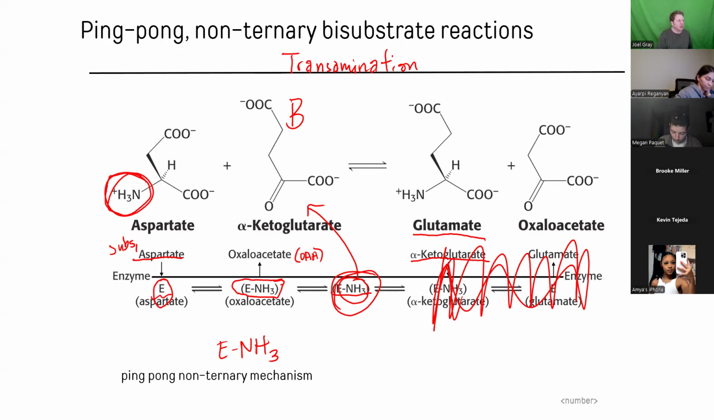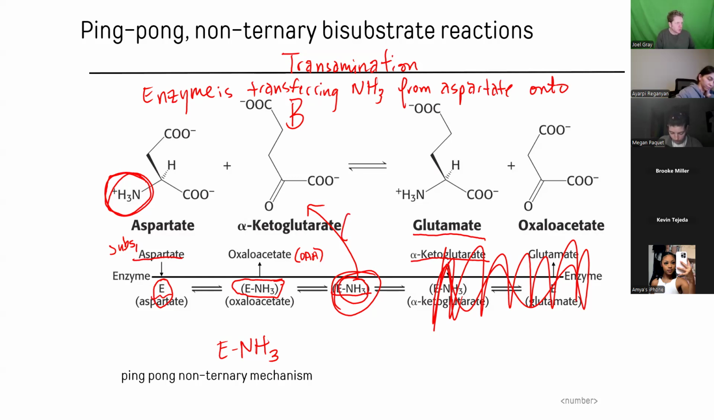In a nutshell, what's happening is our enzyme is transferring NH3 from aspartate onto, and I'm just going to label it shorthand, and this is the cool kids do this, onto AKG, alpha ketoglutarate. And the result there is, well, we get glutamate and oxaloacetate.